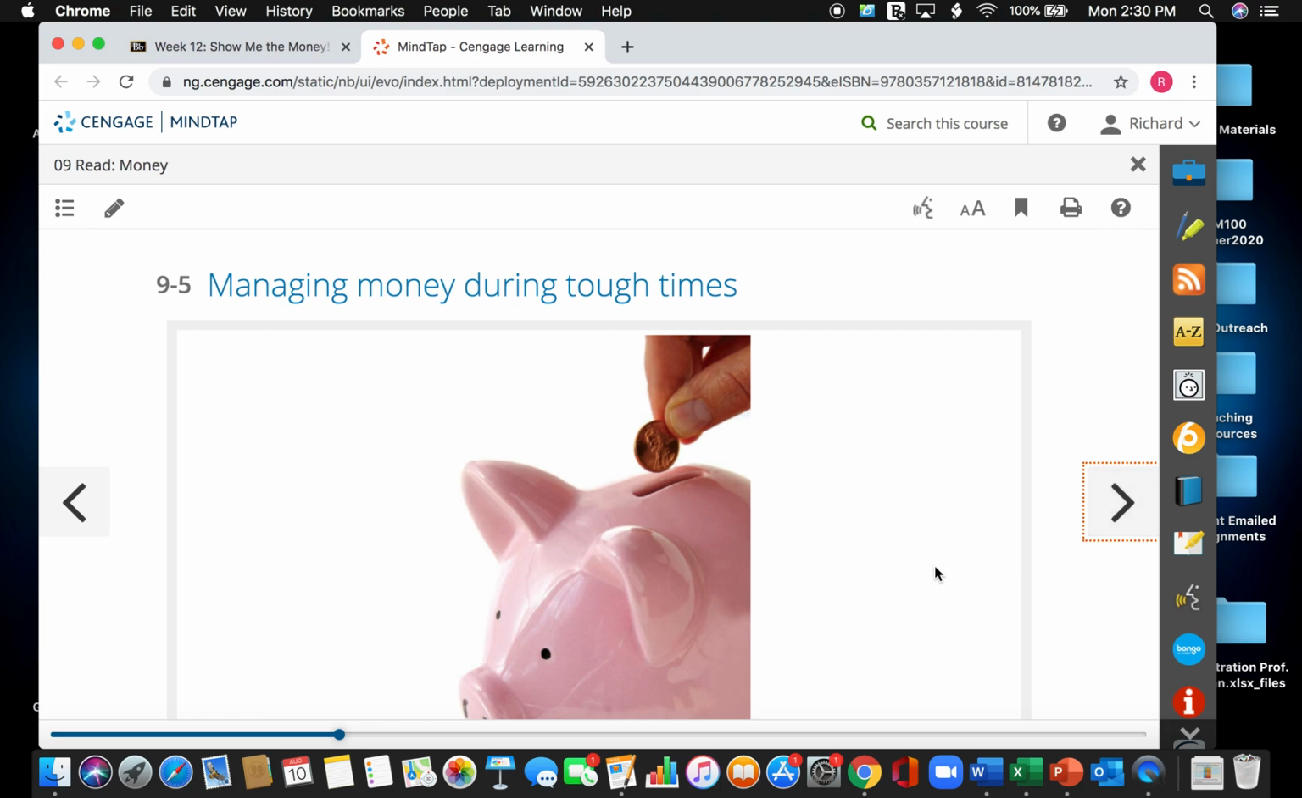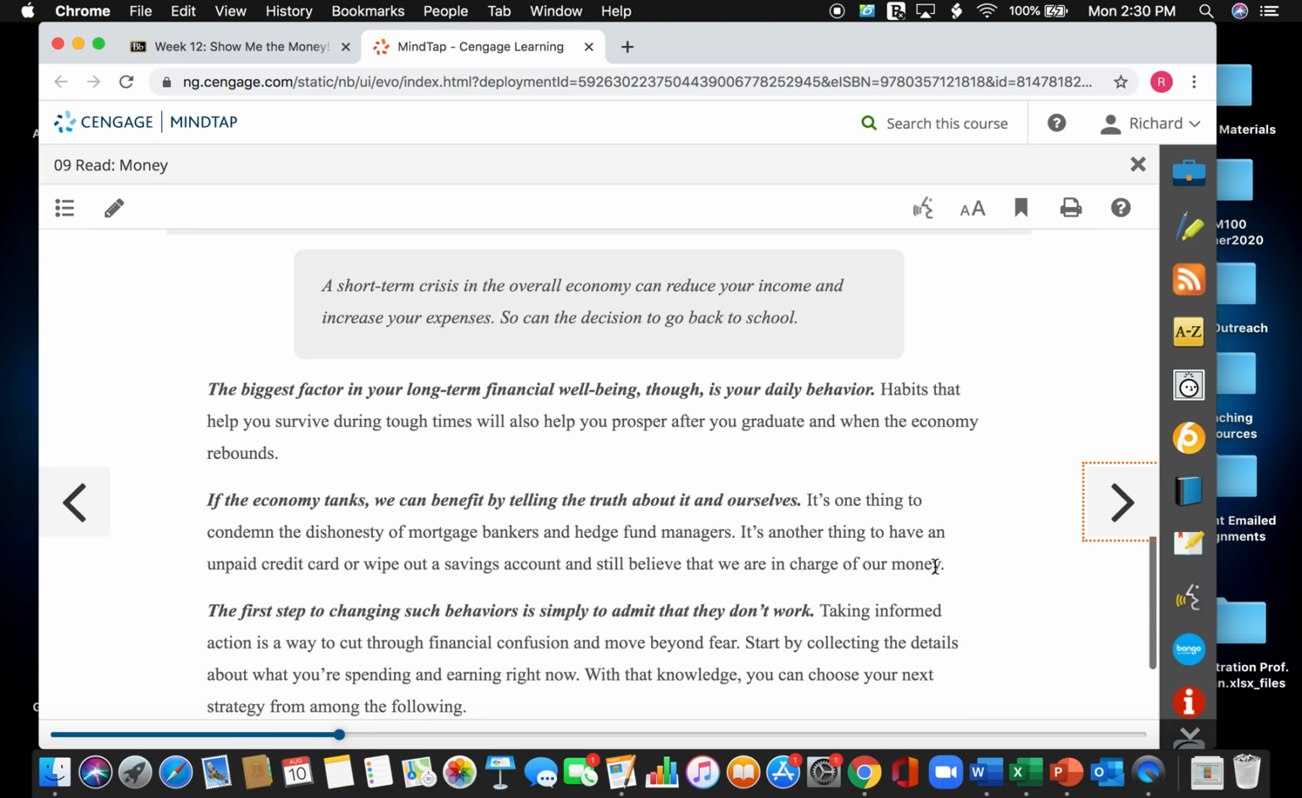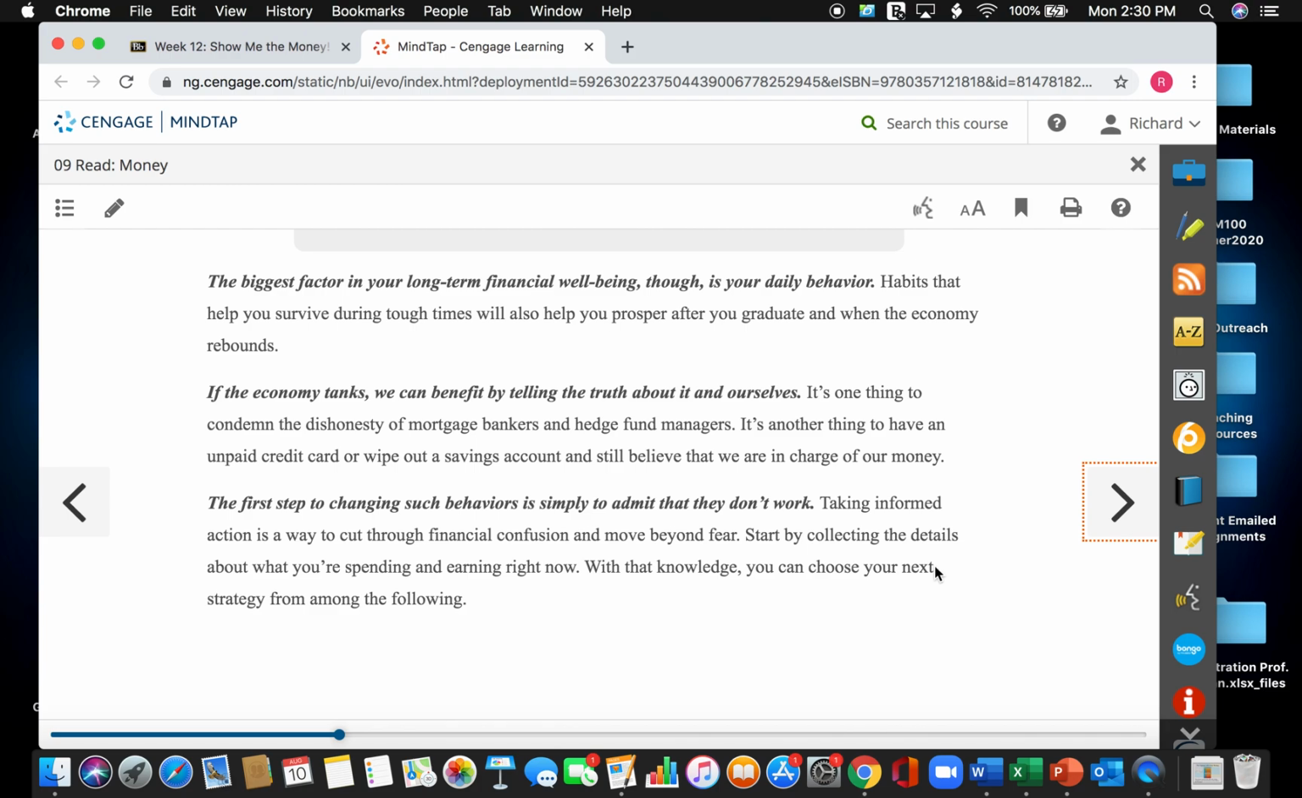So, managing money through tough times. The biggest factor in your long-term financial well-being, though, is your daily behavior. Habits that help you survive during tough times will also help you prosper after you graduate and when the economy rebounds. If the economy tanks, we can benefit by telling the truth about it and ourselves.